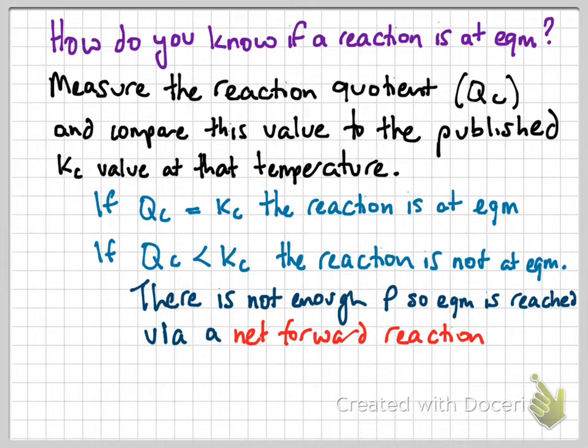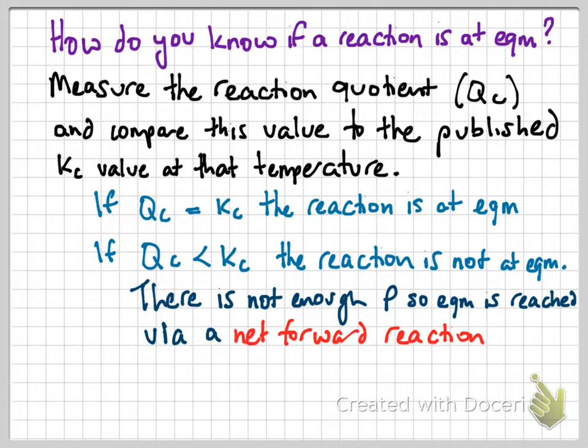Don't forget, both of these are products divided by reactants. So if Q is too small, there's not enough product. So in order to increase Qc, there needs to be more product and less reactant, i.e. the reaction is reached via a net forward reaction. We're going to use that term quite a lot moving forward.